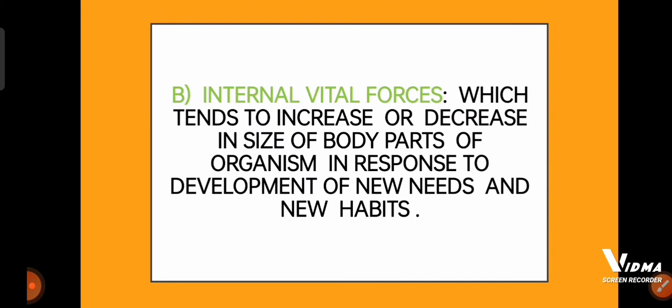Next is the internal vital forces, which tend to increase or decrease the size of body parts of organisms in response to development of new needs and habits. These postulates are all interlinked with each other, right? If new needs develop, then stimulation of internal vital forces will occur, that is, increase or decrease of the body size or any body part. For example, the beak in case of Darwin's finches, which we will read about next, and we can take the example of the giraffe, in which elongation of neck and forelimbs occurs. This is due to the internal vital forces, right students?